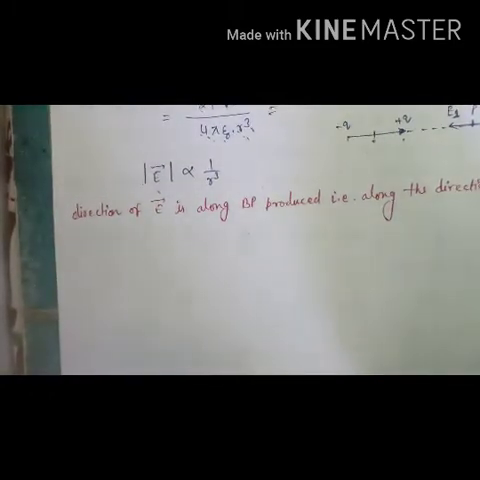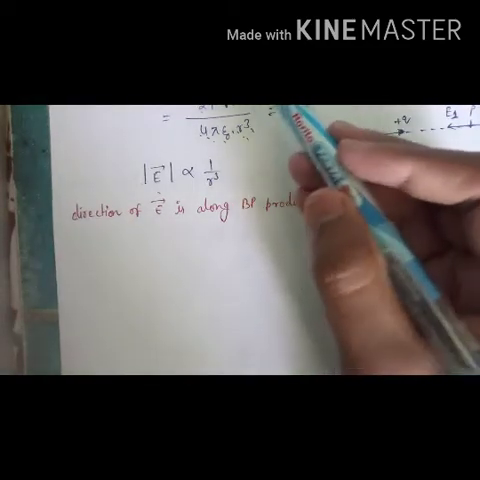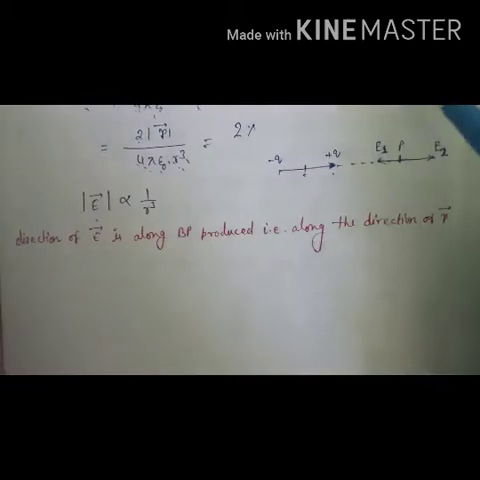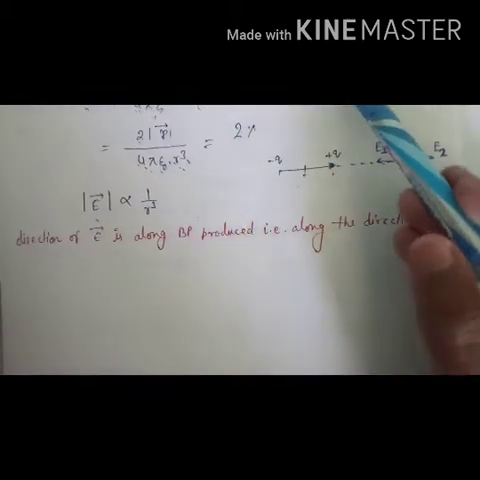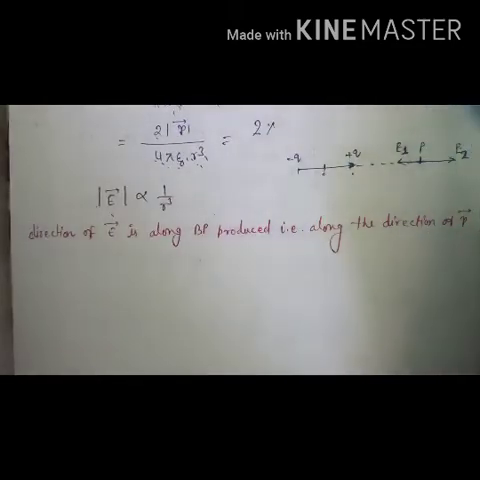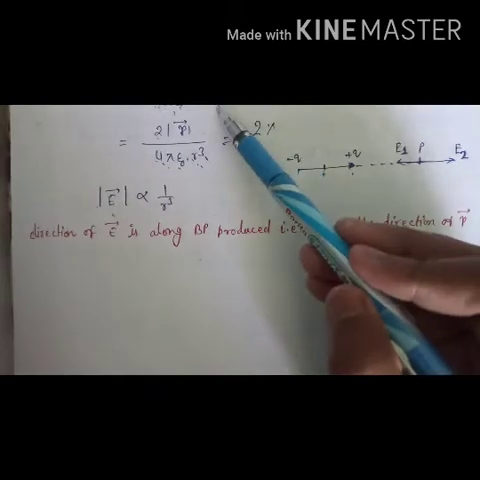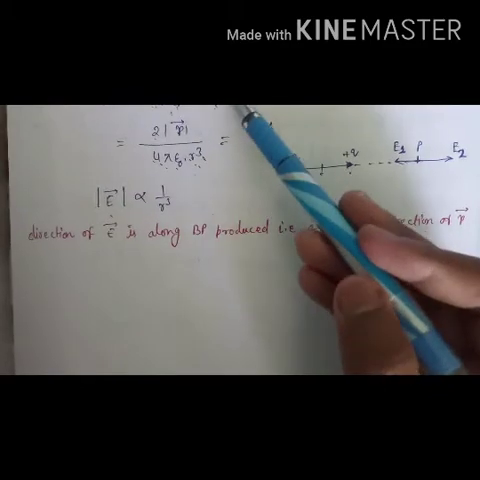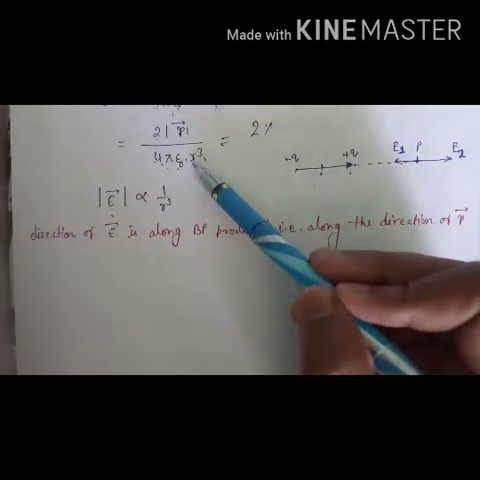But if the distance a is much less than r, or r is very much greater than a, so we neglect a. So we have p upon 4 pi epsilon naught 2r upon (r square) whole square, and this a is neglected, that is equal to 2r upon r to the power 4. So 2p upon 4 pi epsilon naught, and these cancel out, so the remaining part is r cube.